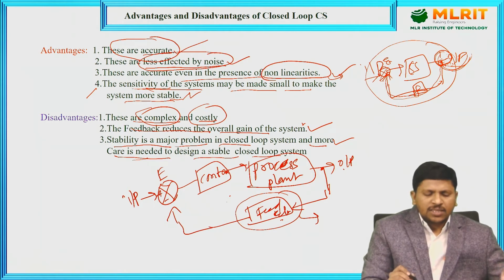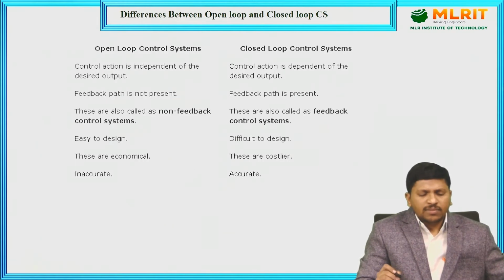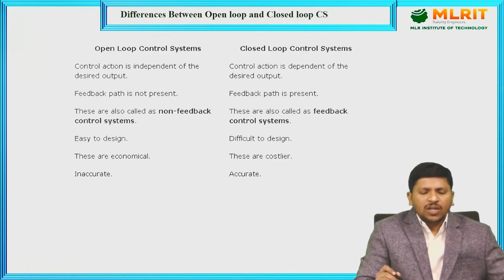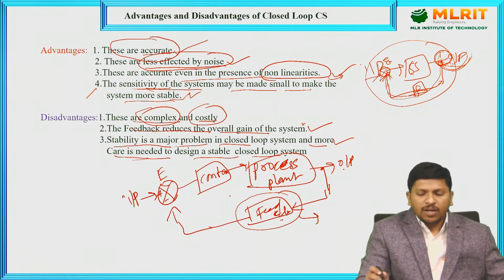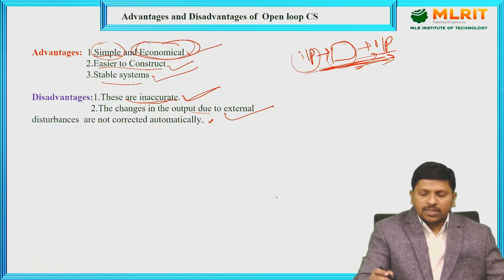Now coming to the differences between open loop and closed loop control system. Observe, this one is the closed loop, and for the next one, the input is given to the system and we directly get the output from this control system.